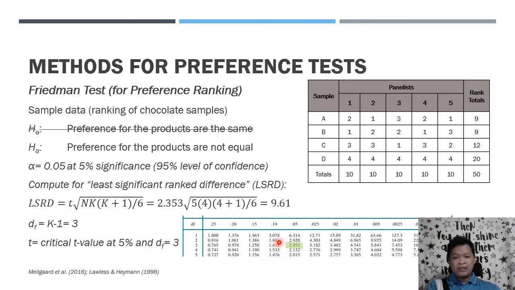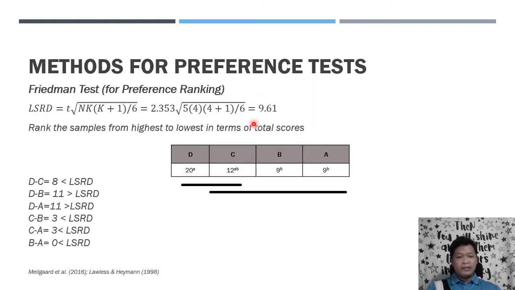So take note that this is a different table from the one in the previous slides. Okay, so again, small letter t is only used to compute for the LSRD. And this LSRD would tell us if any 2 pairs of samples are significantly different. So now that we've calculated the LSRD, we manually take the rank totals, and for each pair of samples, we get the difference between their rank totals and compare them to the LSRD value.